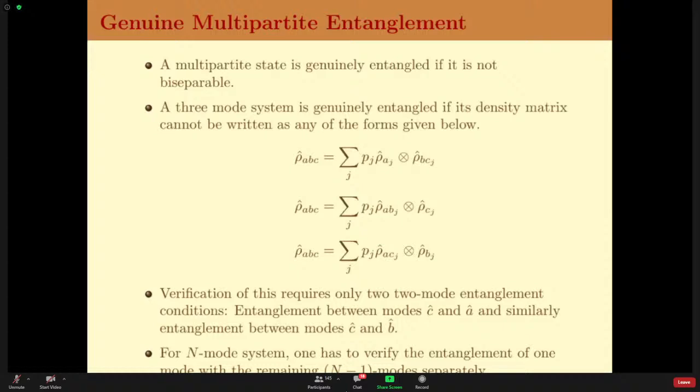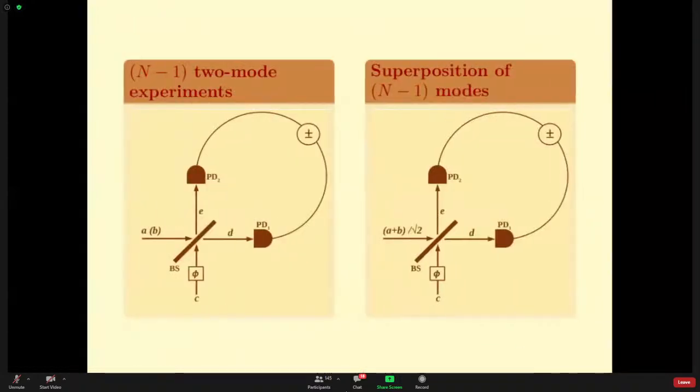So we can extend this argument, and for an n-mode system, one has to verify the entanglement of one mode with the remaining n-1 modes separately. Okay, so for an n-mode system, we have to perform this experiment n-1 number of times. So here I have shown it for a three-mode system. In the three-mode system, we first have to detect the entanglement between mode C and A, and then we have to detect the entanglement between mode C and B. So here we are doing the experiments 2 times.